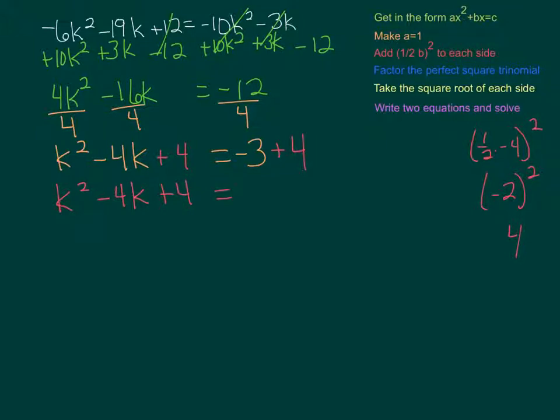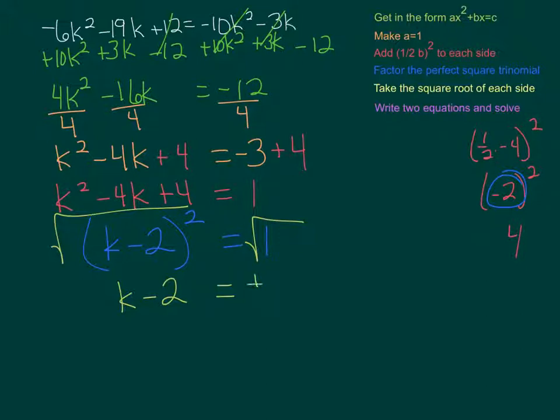And negative 3 plus 4 equals 1. Now we factor our perfect square trinomial again. Remember, we're going to use that number. The square root of 4 is 2, and 2 doubled is negative 4 also. Then we will take the square root of each side. So k minus 2 equals plus or minus 1.